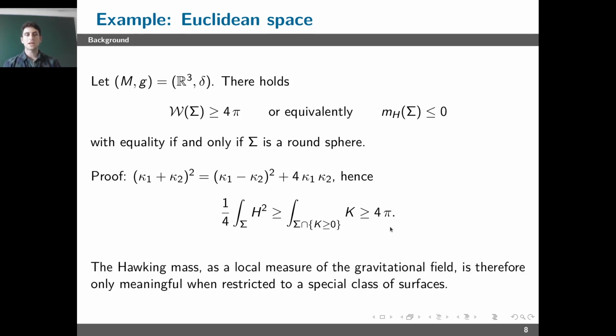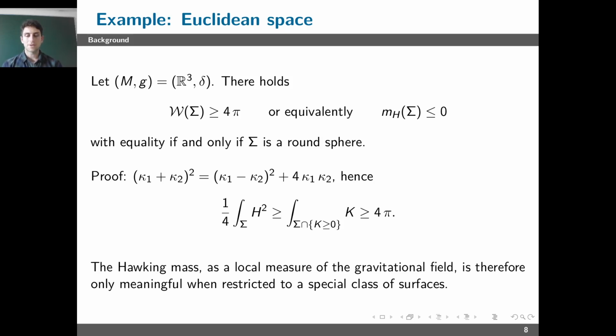So from a mathematical point of view, this is of course a nice rigidity result. However, from a physical point of view, this is somewhat troubling, because the Euclidean space is flat, so you would expect 0 local energy and not negative local energy. And for this reason, it seems that the Hawking mass is only a viable measure of the strength of the gravitational field if the surface sigma is in some sense special. Okay, so in the case of the Euclidean space, these special surfaces are the round spheres.